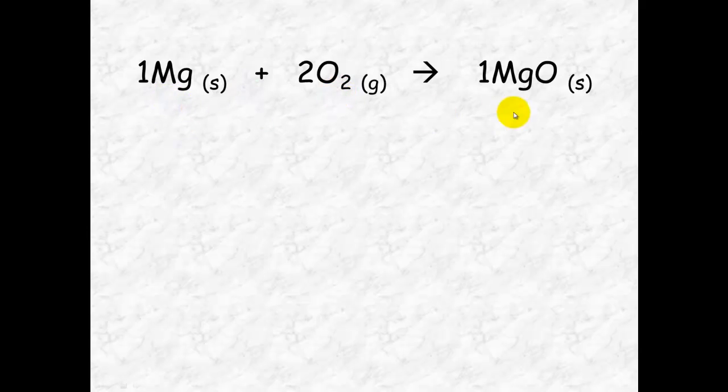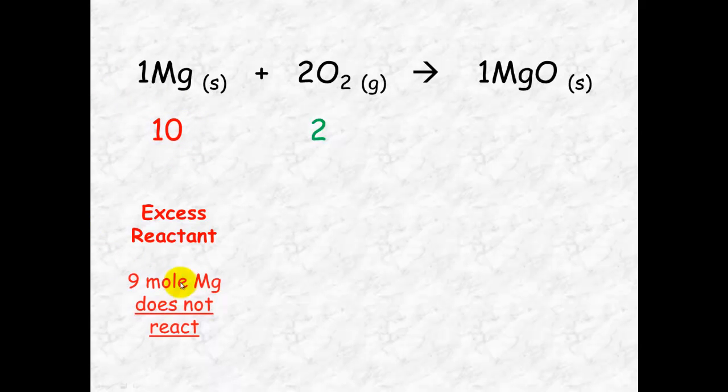Magnesium plus oxygen makes magnesium oxide. So 1 magnesium reacts in a mole ratio with 2 oxygen molecules. If I have 10 magnesium and 2 oxygen, I can still only have 1 magnesium reacting. So magnesium is in excess. It is the excess reactant.